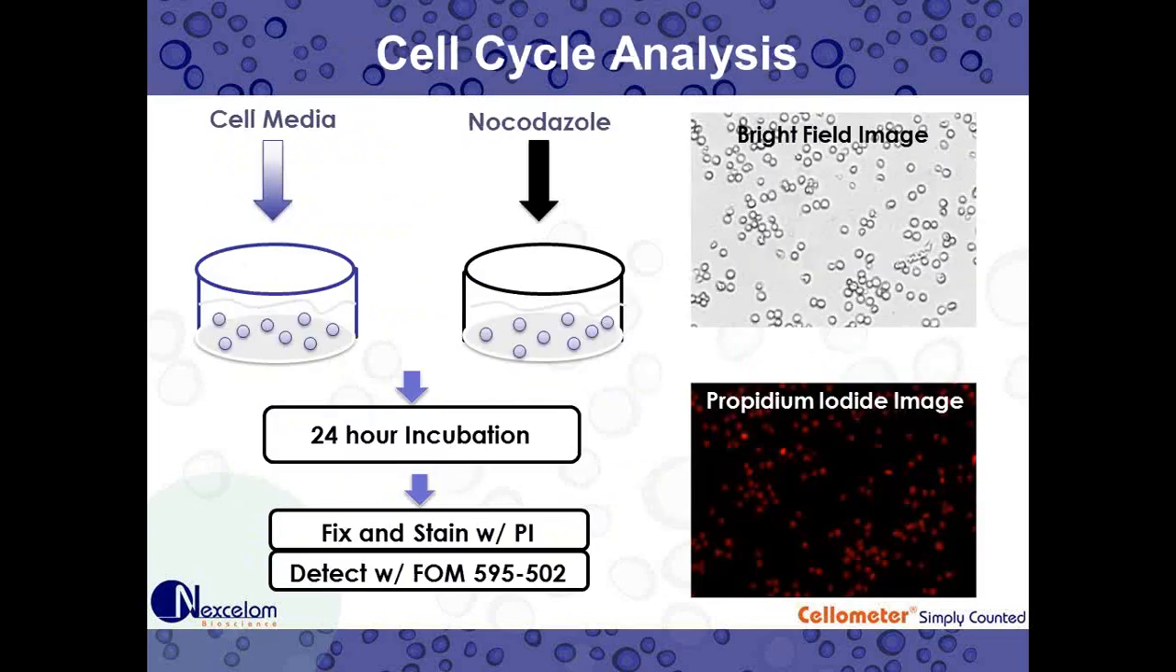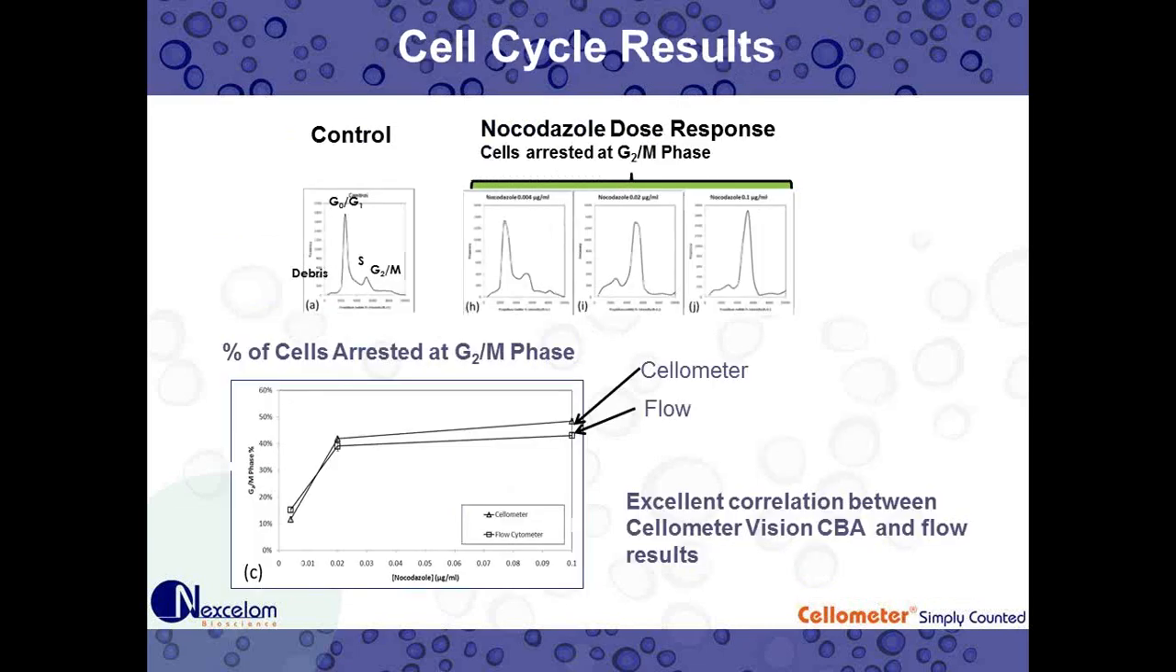So in this experiment, we incubated cells with a cell cycle arresting drug, nocodazole. We incubated for 24 hours. We then fixed and stained the cells with propidium iodide and analyzed them on the Vision CBA. So in the control sample, you can see that we have a very large G0, G1 peak. And as we add increasing amounts of nocodazole, the peak shifts over to the G2M phase.